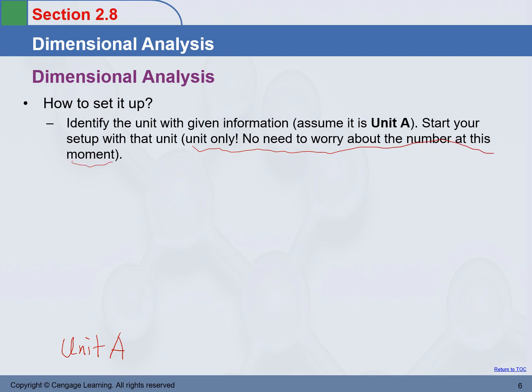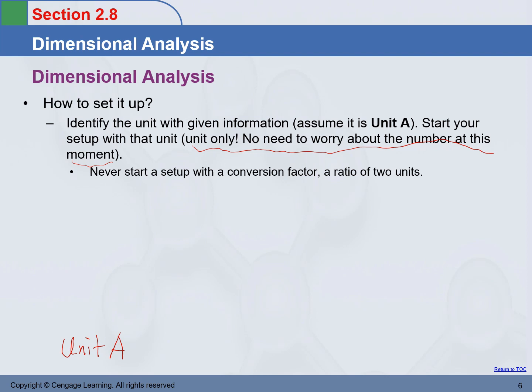Let me tell you, numbers in a question is the least important thing. Numbers can change from question to question. The setup will never change. All right, so unit with given information. Step number 2, what else? Oh, before that, another reminder. Never start a setup with a conversion factor. A conversion factor is a ratio of two units.